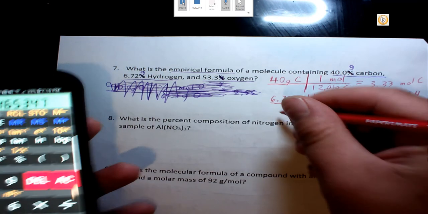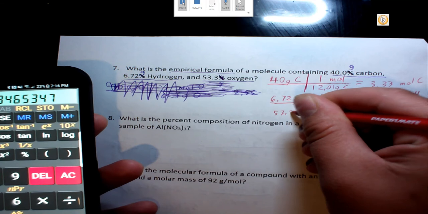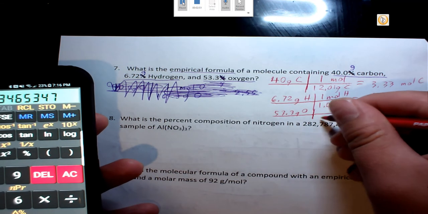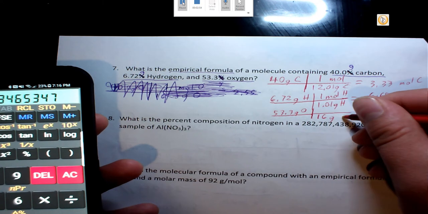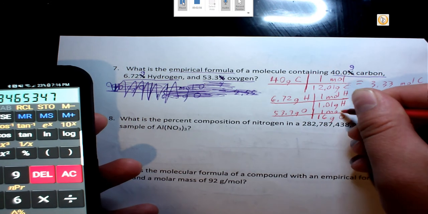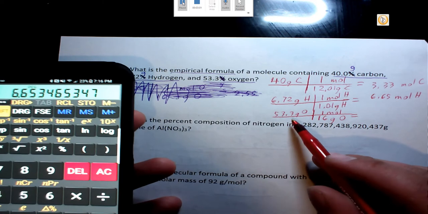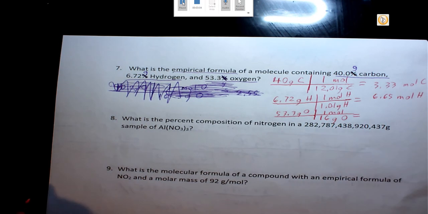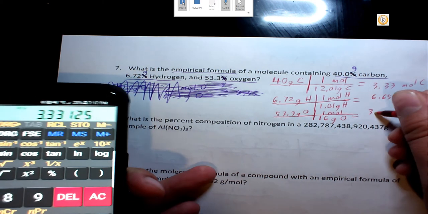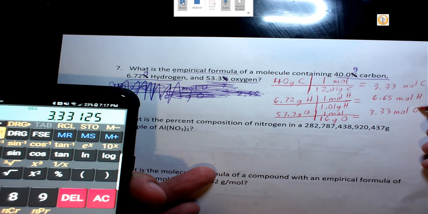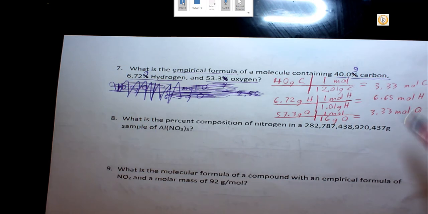And our last step, 53.3 grams of oxygen. We're going to divide that by its molar mass of 16. Excuse my crowdedness on here. So 53.3 divided by 16 gives us, again, 3.33 moles of oxygen.